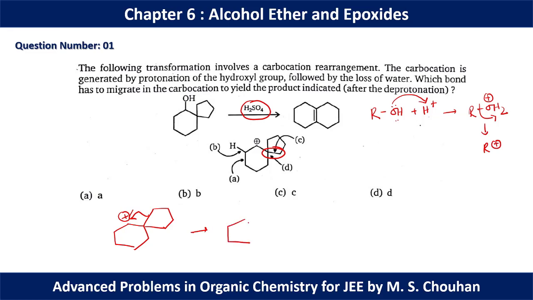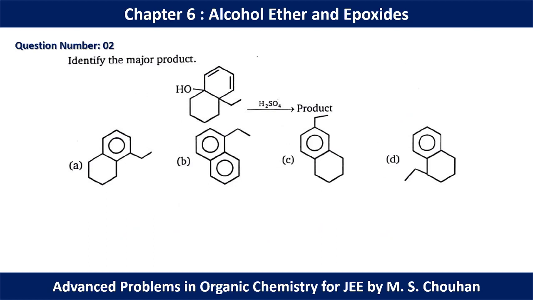and we will get this type of intermediate. And finally, this hydrogen will be cleaved to give the final product like this. So option C will be the correct option.